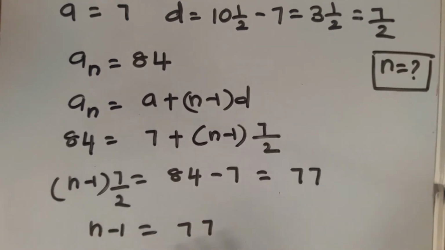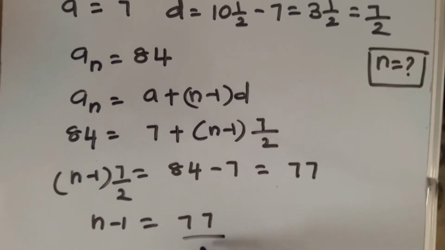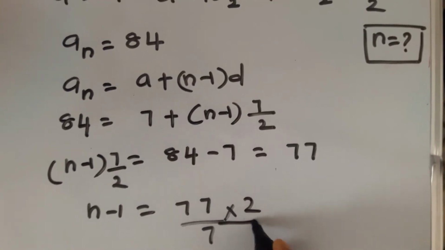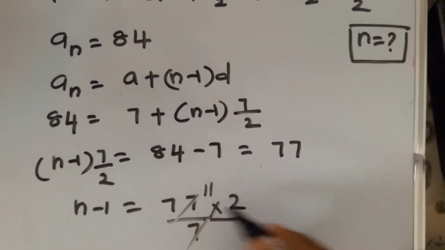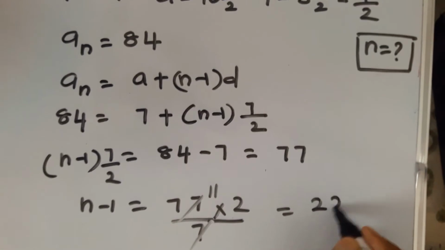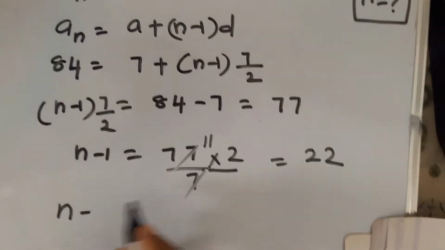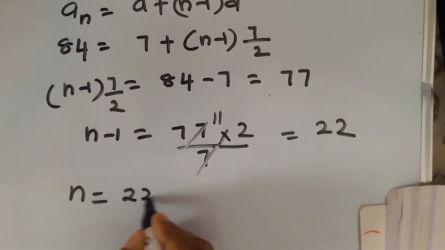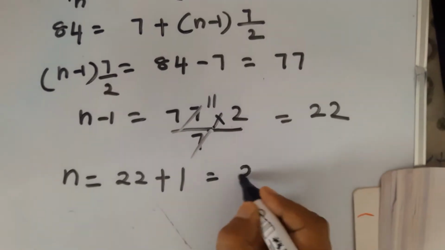Bring this 7 by 2 to this side. So this will become 7 into 2. Now simplify this. It is 11 into 2, 22 you will get. So n minus 1 is 22, means n will be equal to 22 plus 1, that is 23.